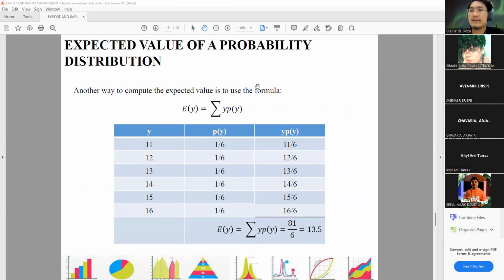So expected value is somehow the real value of the situation. Like for example, the expected value daw is the summation of y times P(y). So, halimbawa, eto, yung 11 daw, the chance of getting is 1/6, right? So 11 times 1/6 is 11/6. 12 times 1/6 is 12/6, 14, so on, 14/6. If we try to add this one, that is equal to 81/6 or 13.5. So that is the expected value.